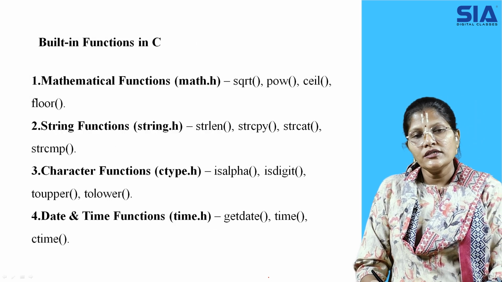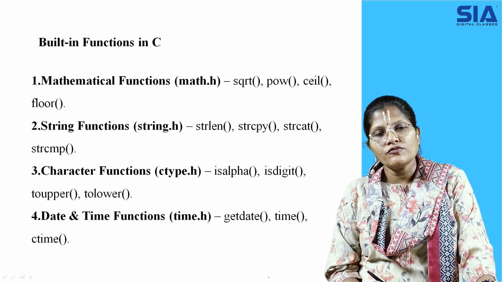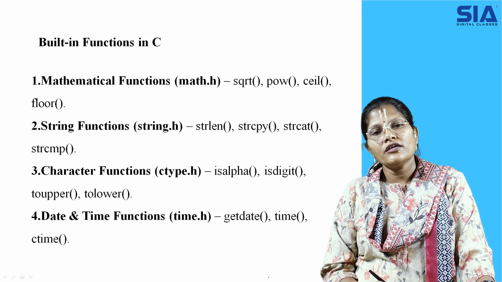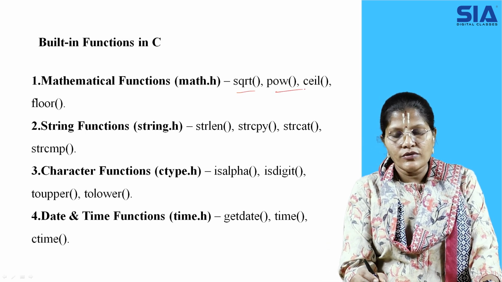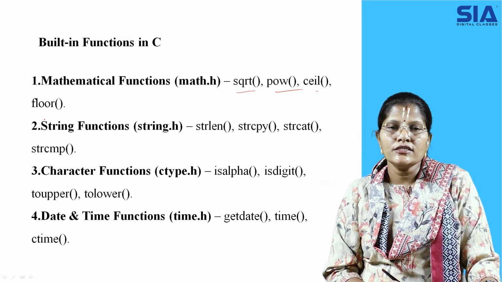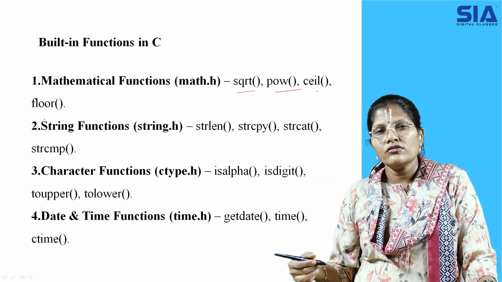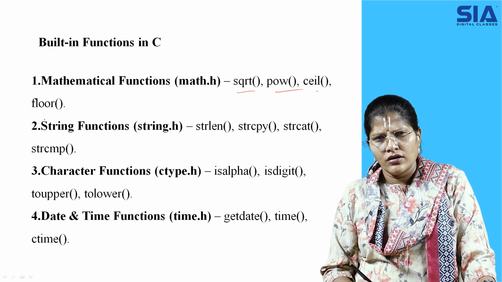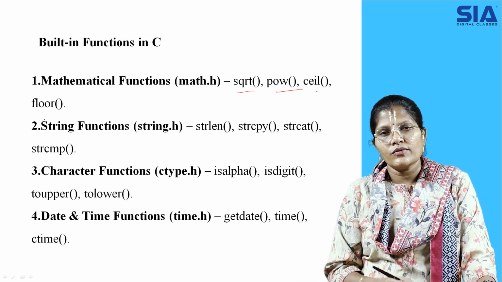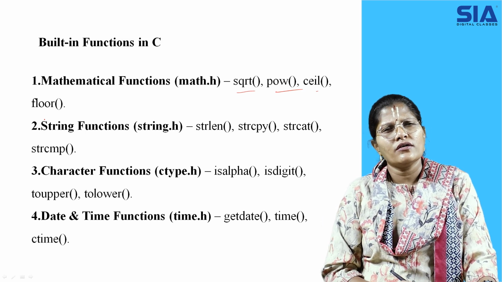There are some other built-in functions which you can look at: C-type functions, time functions and mathematical functions. Some of them are square root, power, ceil and floor. Ceil is where you round off to the upper value. Floor rounds it to the lower value. Square root finds the square root of a given number. Power is, for example, 2 power 3, that is 8.